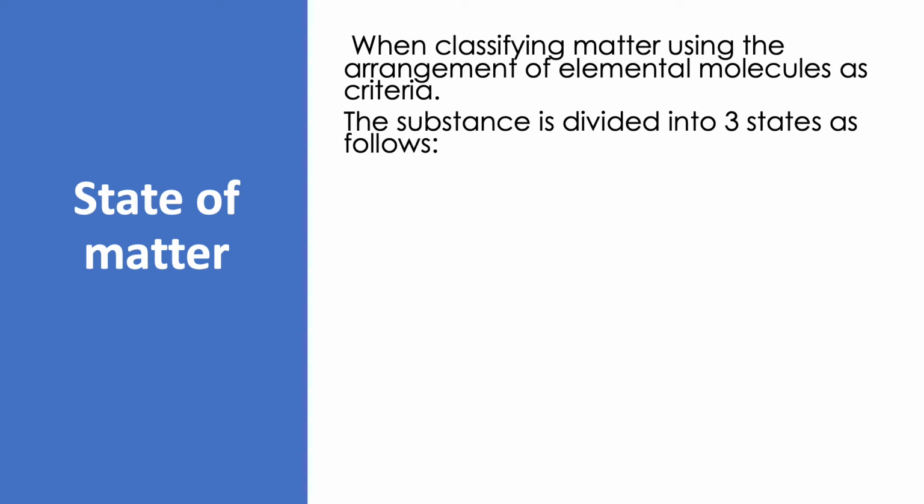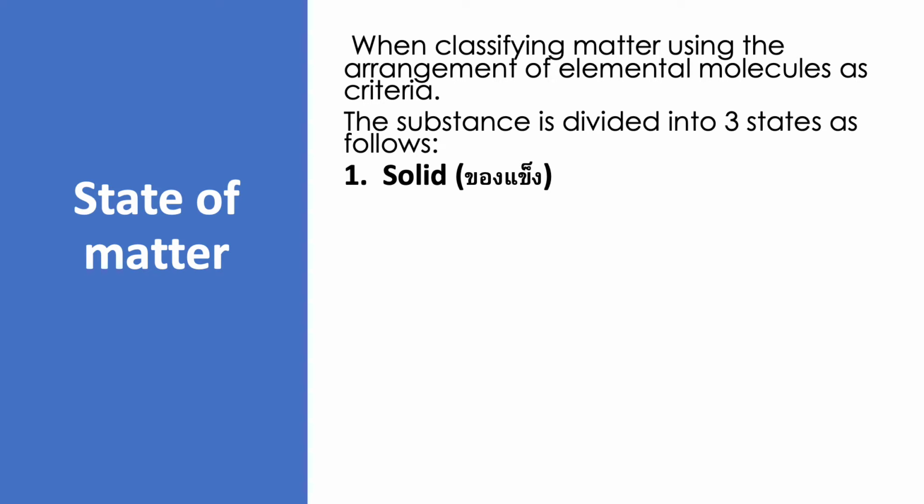Now today we are going to learn the states of matter. Now when classifying matter using the arrangement of elemental molecules as our criteria, we need to look at the molecules. Now the substance is divided into 3 states as follows.